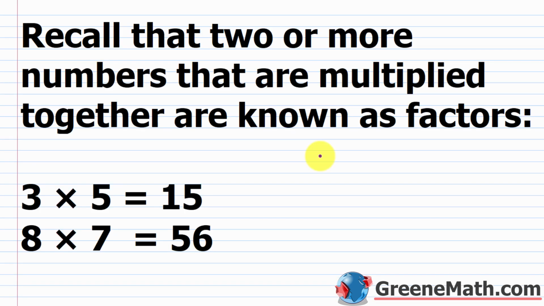All right, now let's actually move into factoring whole numbers. So I'm going to start off with a basic definition that of course we already know, but I want you to recall that 2 or more numbers that are multiplied together are known as factors. So in this multiplication problem, 3 times 5 equals 15. The 3 and the 5 are known as factors. They're being multiplied together. The 15, the result of the multiplication operation, is the product. Then 8 times 7 equals 56. The 8 and the 7 are the factors. The 56 is the product.